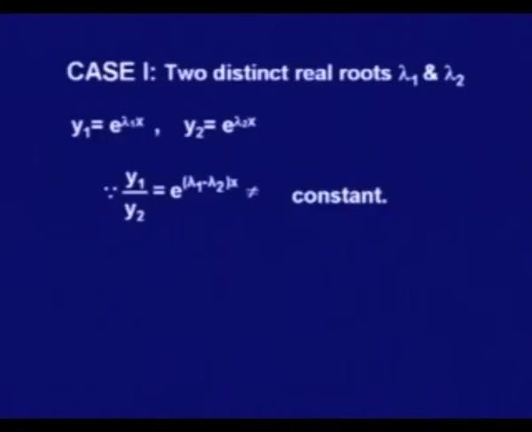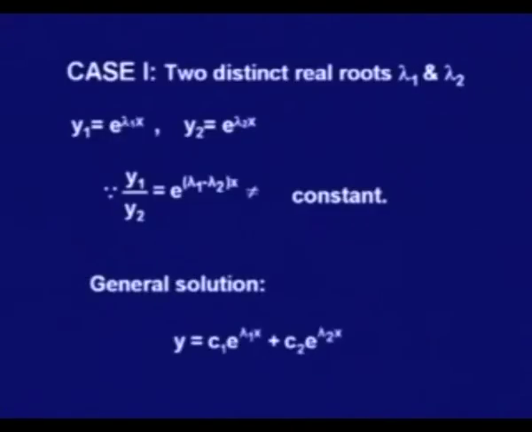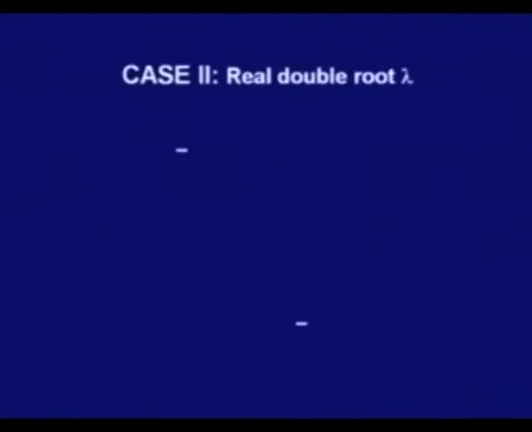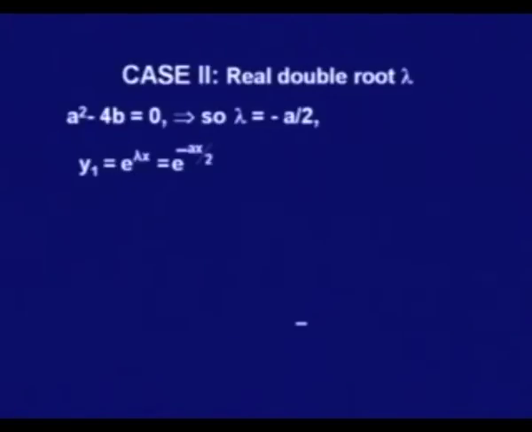Hence, in this case the general solution of the given differential equation will be of the form C 1 e to the power lambda 1 x plus C 2 e to the power lambda 2 x. Let us discuss case 2, that is, real double root lambda. When a square minus 4b is 0, then the single root we get is lambda as minus a by 2. That means we get only one solution, e to the power minus a x by 2. How to get the other solution which is linearly independent of this?